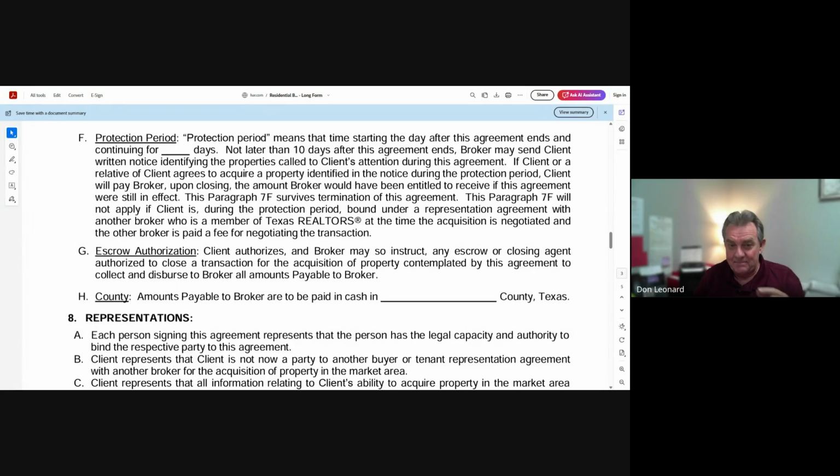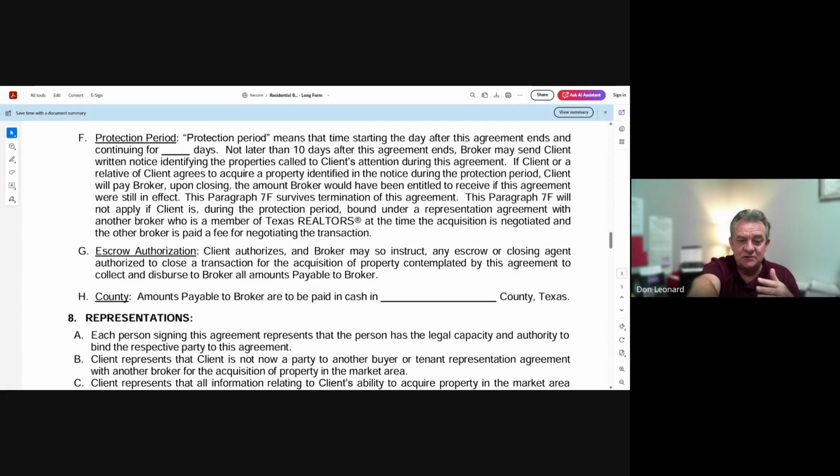But here's the part that makes it almost worthless. You can put whatever number of days you want in there. And if at the end of our buyer representation agreement, the buyer goes and signs another buyer representation agreement with another agent, your protection period's gone. There is none. Remember that this document is there to protect the industry, not to protect us as individuals. They don't care if it's you that gets paid. They don't care if it's me that gets paid. They don't care as long as somebody gets paid, as long as some agent somewhere gets paid.